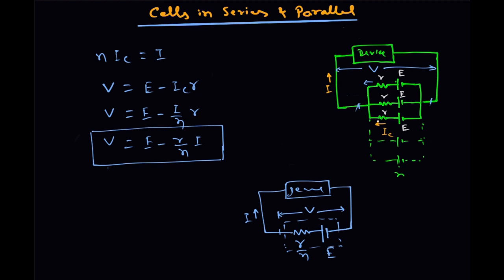If you connect one cell across this device, then one cell will have to carry the total current. But in this case, all these cells are carrying the current equally, I divided by N. That's all for now, and we'll discuss more later.